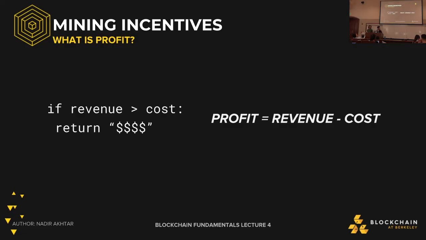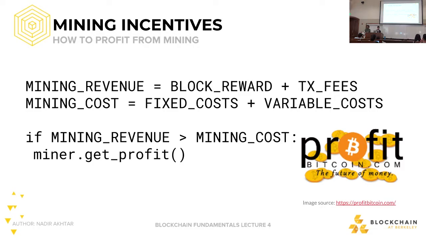At the heart of all game theory, we just try to assume that all the actors are trying to profit as much as possible. Most people will want money, right? So we define profit as revenue minus cost, cost meaning the cost to produce that revenue. So inside of mining in Bitcoin, our revenue is comprised of the block reward and the transaction fees that are in that block. First we'll talk about the block reward.